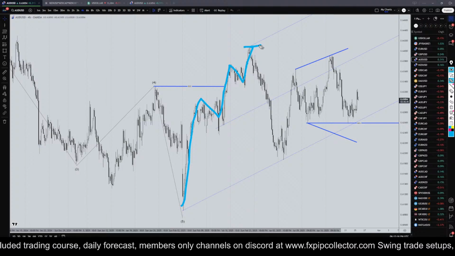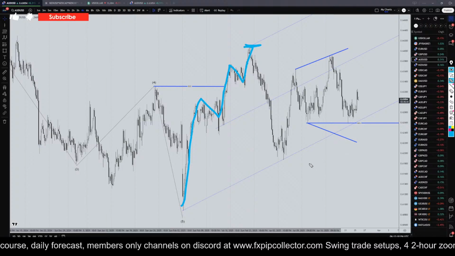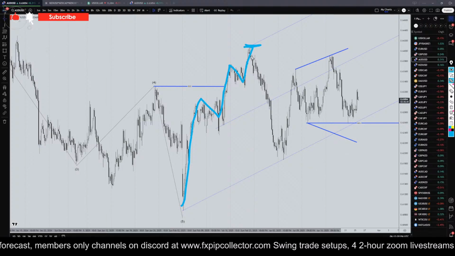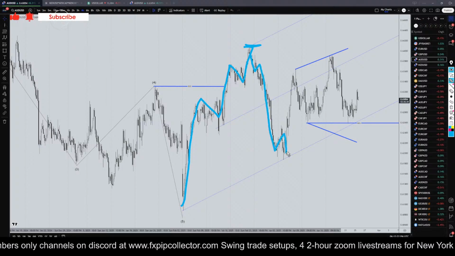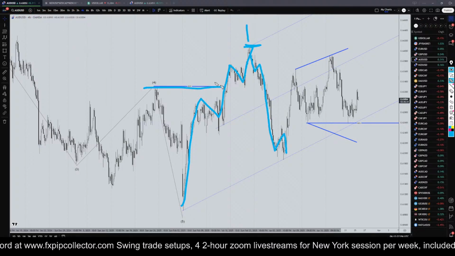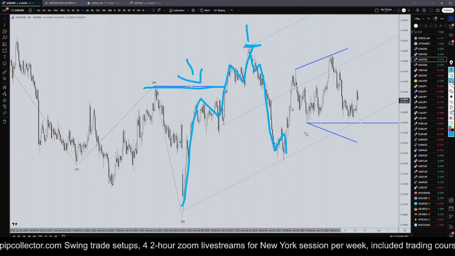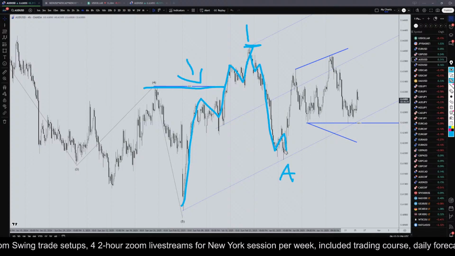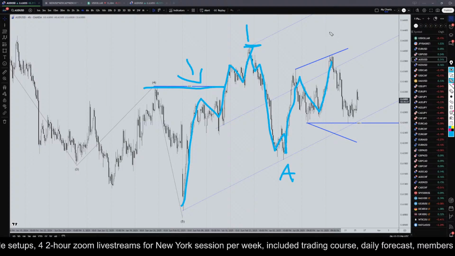So I'm definitely looking at this move up as still a trend, and this move down to me is definitely a trend also. So I still assume that this is a wave one, especially with this break of structure we got back here. And I also think there's a good chance this is an A. This is one, two, three waves up for a B.